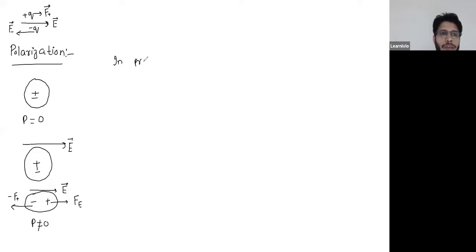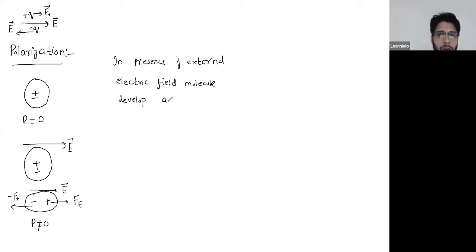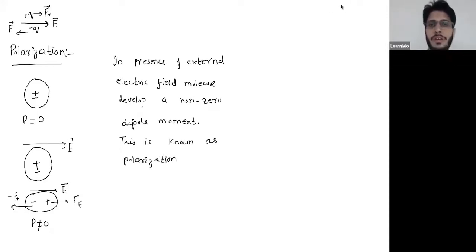So in presence of an external electric field, the molecule develops a non-zero dipole moment. This is known as polarization. So whenever you place a molecule in some external field, that molecule will develop a dipole moment. This phenomenon is known as polarization of molecule. That's polarization.